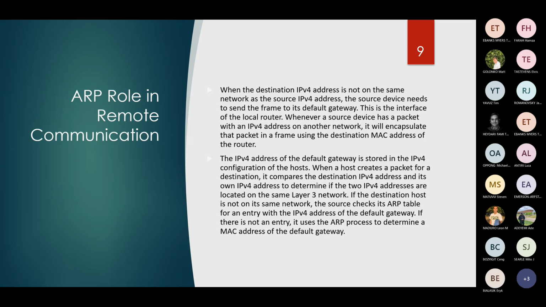Go on. If the destination host is not on its same network, the source checks its ARP table for an entry with the IPv4 address of the default gateway. If there is not an entry, it uses the ARP process to determine a MAC address of the default gateway.